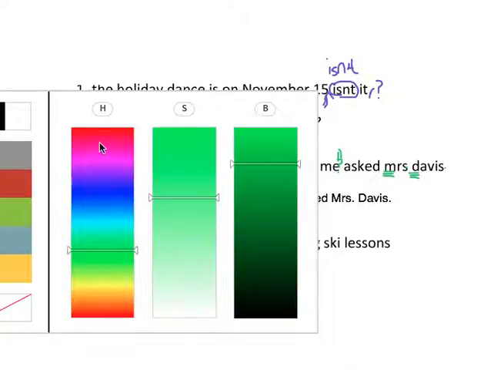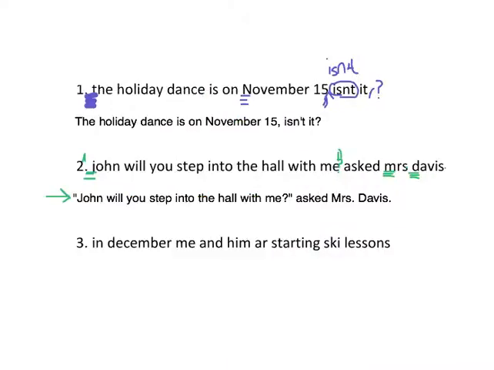So let's go ahead and take a look at our fourth sentence. Our third sentence. We don't have four. I don't want to give you any extra work. So our third sentence says, "In December, me and him are starting ski lessons." Just by reading this, I know that it does not sound right. There are some issues. The first thing I want to say is, in December, me and him. Well, that doesn't sound right.